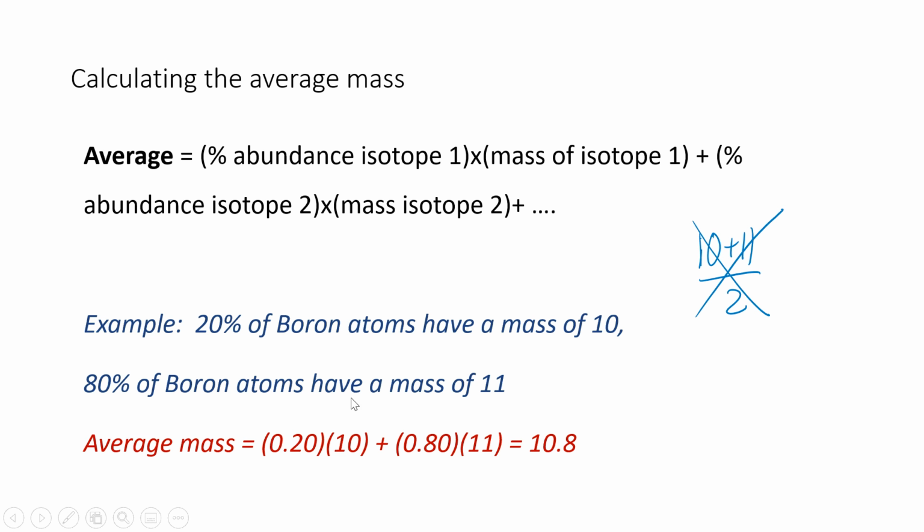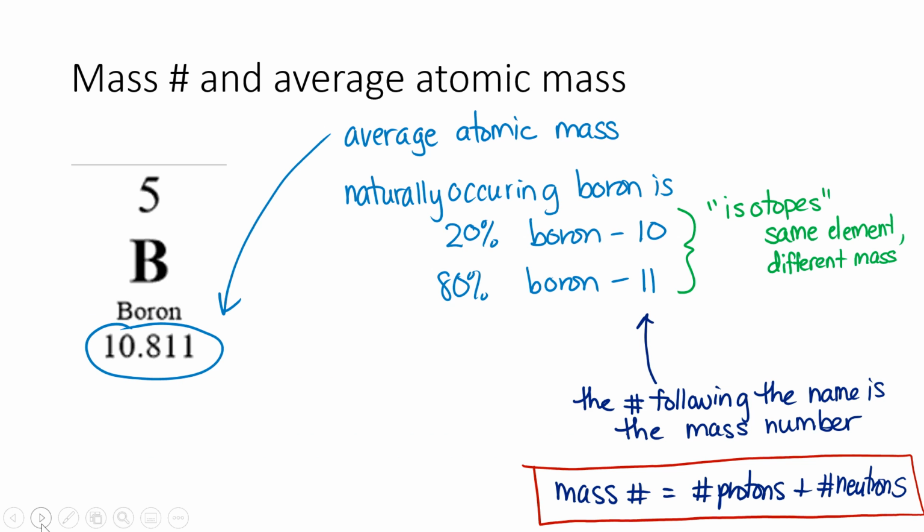But what I do have is, I know 80% of them weigh 11, 20% of them weigh 10. So the way I can find this, it's called a weighted average, is I can take 80% of 11 and 20% of 10 and add them up. And notice that my average, as a result, is a little bit closer to 11 than it is to 10, which makes sense because more of my borons weigh 11 than 10. So this is a general formula for how you go about doing that.